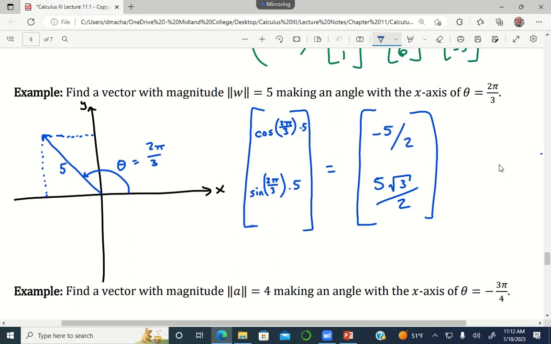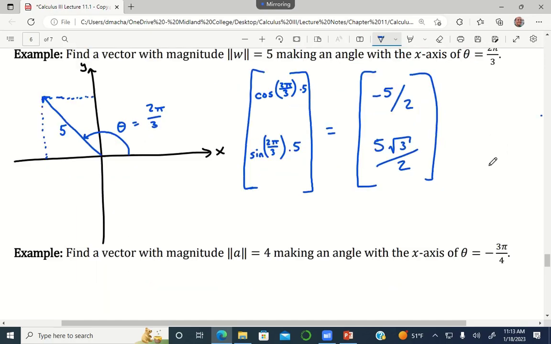So you'll probably see a question like this. This is how you do it. If you're given a magnitude and a direction, you can figure out the coordinate list form of the vector. Okay, let's do one more.